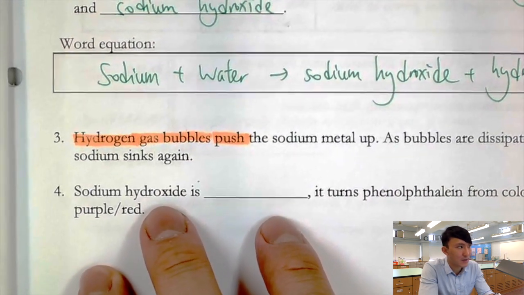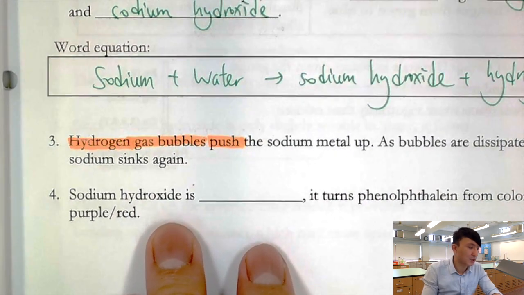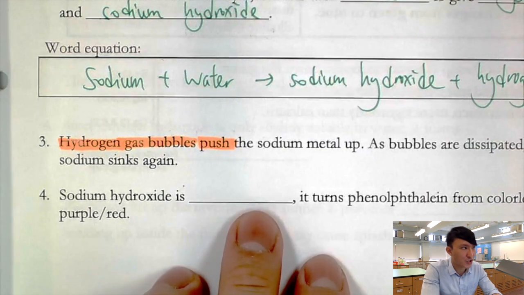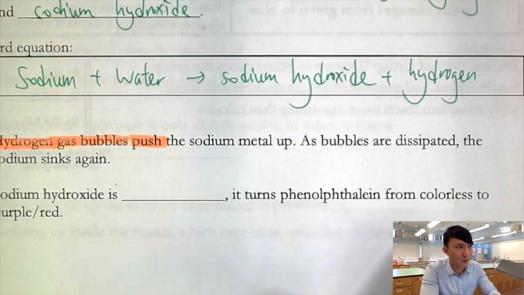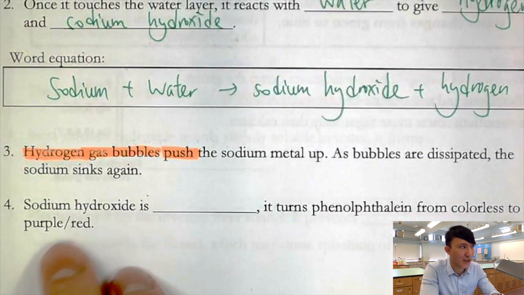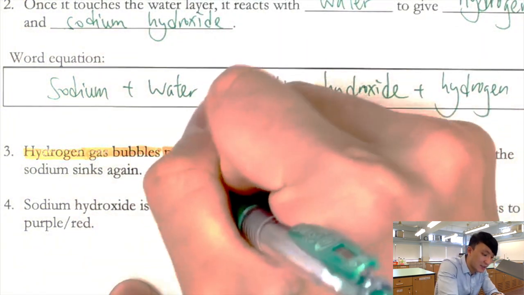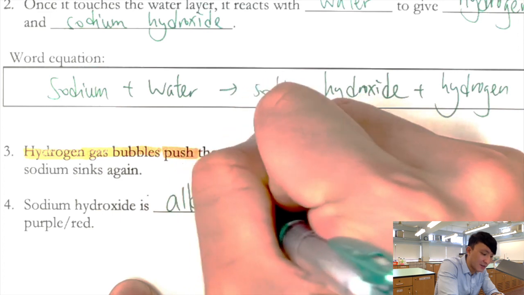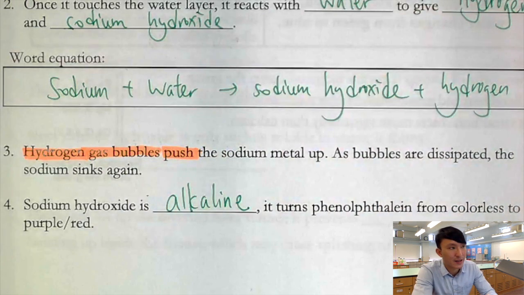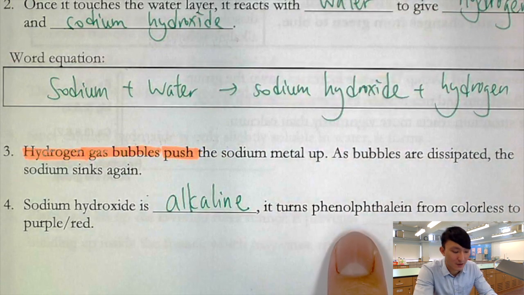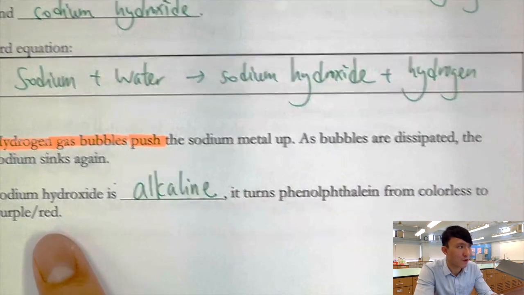Now, you also want to mention the color change. So sodium hydroxide is something which turns phenolphthalein from colorless to purple or red. Here, sodium hydroxide is alkaline. Okay, it's alkaline. So that's why it can turn the phenolphthalein from colorless to purple or red.